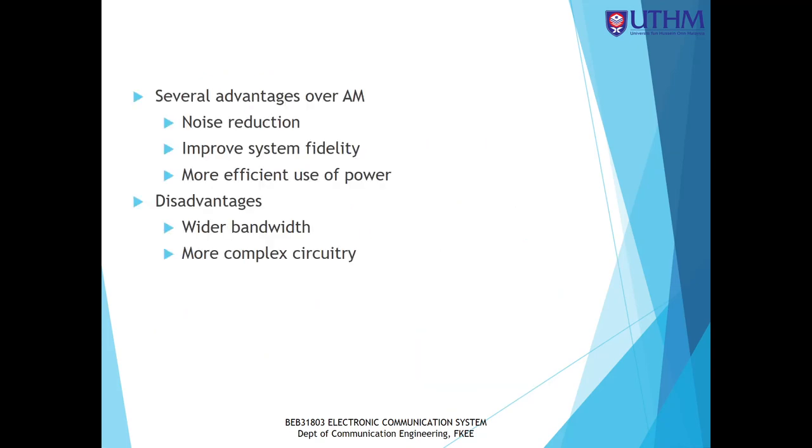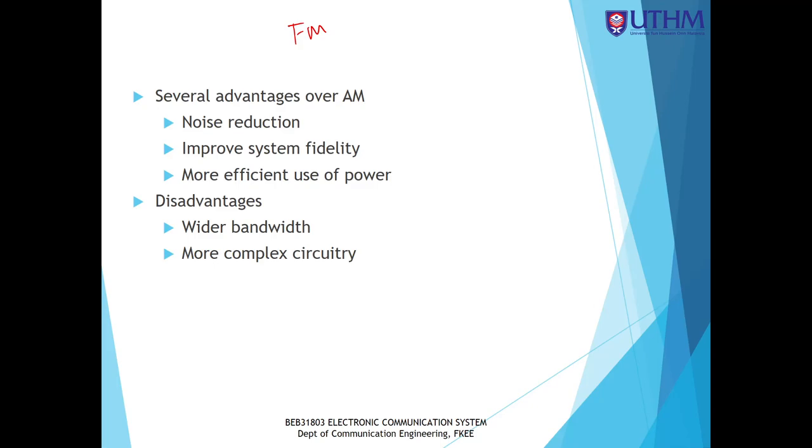So there are several advantages over AM, okay, in comparison FM over AM. So advantages of FM compared to AM: it is noise reduction, less noise, improved system fidelity. So fidelity is related to the multiple attenuations, berlakunya attenuation banyak kali. So when we transmit the signal from the transmitter to the receiver, the signal will attenuate.